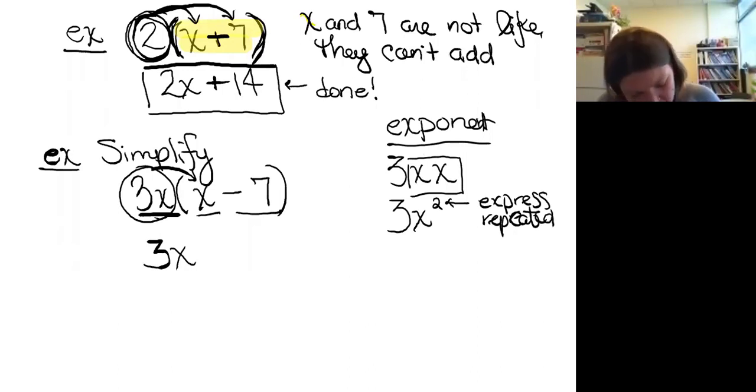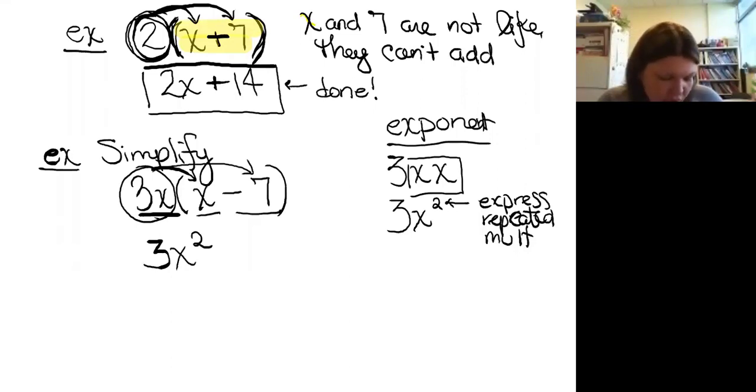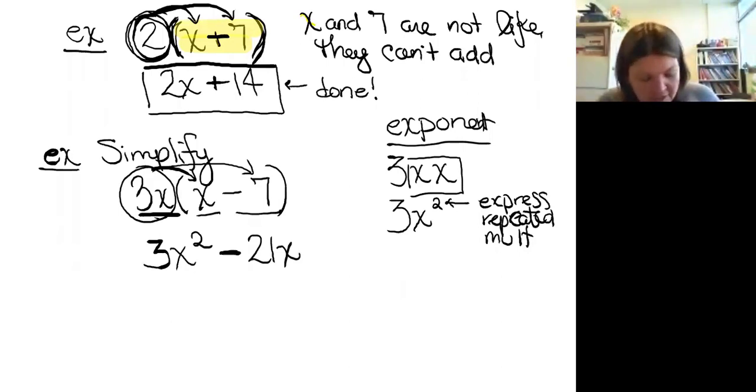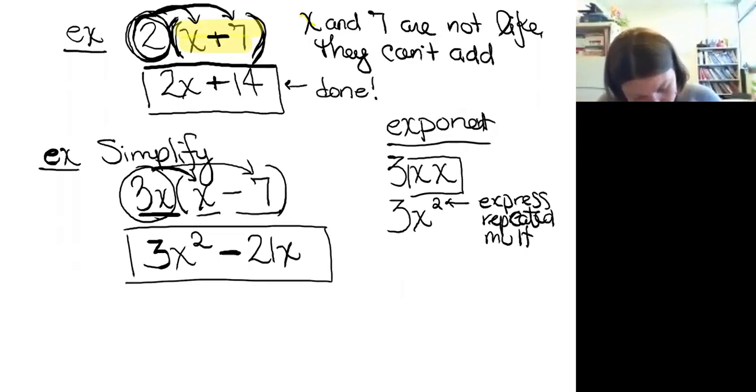And so I don't just have 3x over here. I have 3x squared, or a 3 and 2 x's multiplying. Okay, great. Almost done. Let's continue passing this out. So once again, I'm multiplying by a positive number, so I'm not going to see any sign changes. And I'm going to multiply 3x times this 7. So 3 times 7 is 21. And I just will shove that x on the back side to say it's multiplying. And that's it. I'm done with that problem. These are not like terms. I cannot combine them. I am all done.